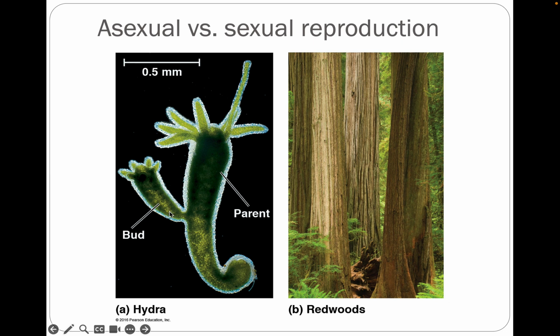This is a hydra. You can find them in Michigan. They live on the bottom sides of lily pads. They're related to jellyfish. Trees, on the other hand, we know have to be pollinated, and then they produce a seed, and that's how they reproduce sexually.